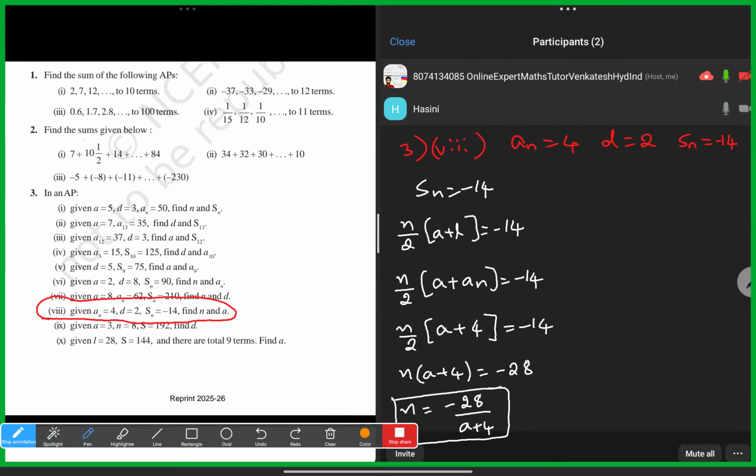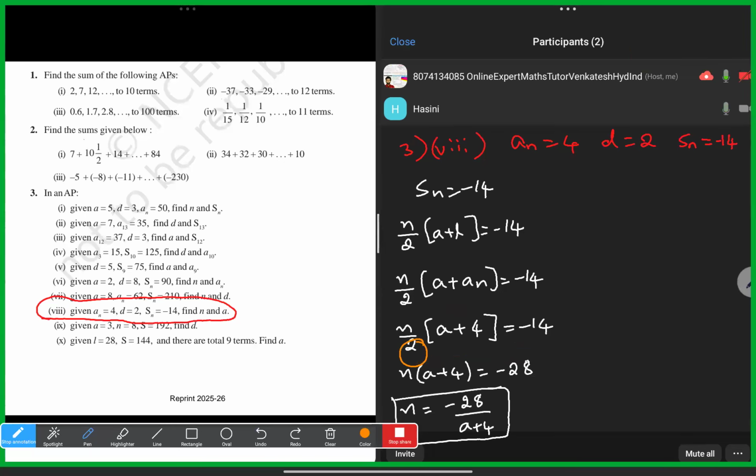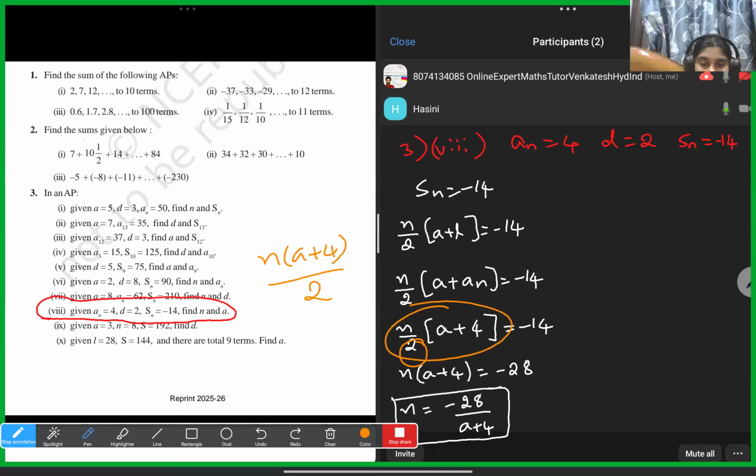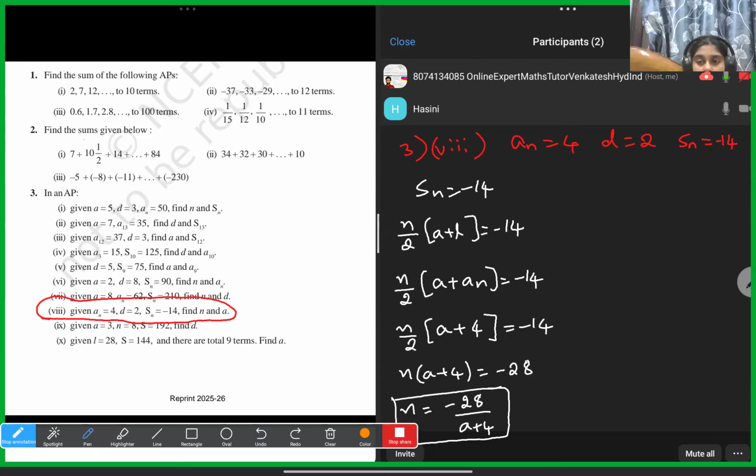Yes, Hasni. This 2 is in the denominator. It's multiplication between the fractions, so fraction and this (a plus 4). So we can take this 2 to the right side and cross multiply also. Because if you want more clarity, Hasni, we can write this as n into (a plus 4) by 2, overall by 2. So because of that reason, the 2 will get cross multiplied. So 2 into minus 14 is minus 28.